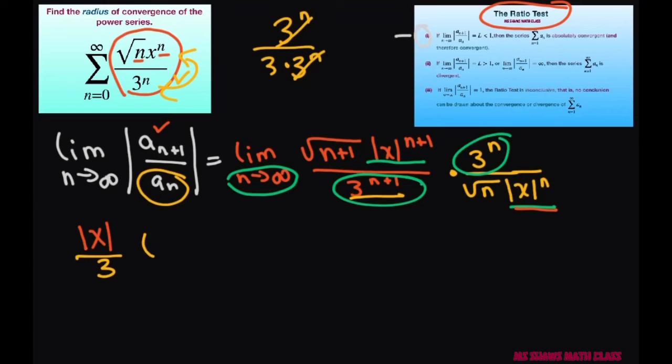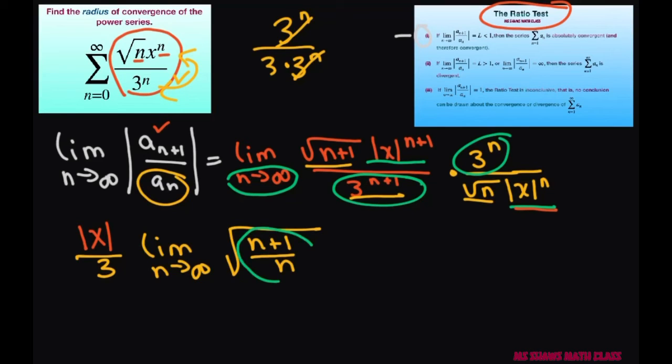Now we're going to take the limit of our n's. So this is square root of n plus 1 divided by square root of n. So that's going to be square root of n plus 1 divided by n. If you take the limit of this, it equals 1. So this whole thing equals 1. So you have absolute value of x divided by 3 times 1, and just absolute value of x divided by 3.